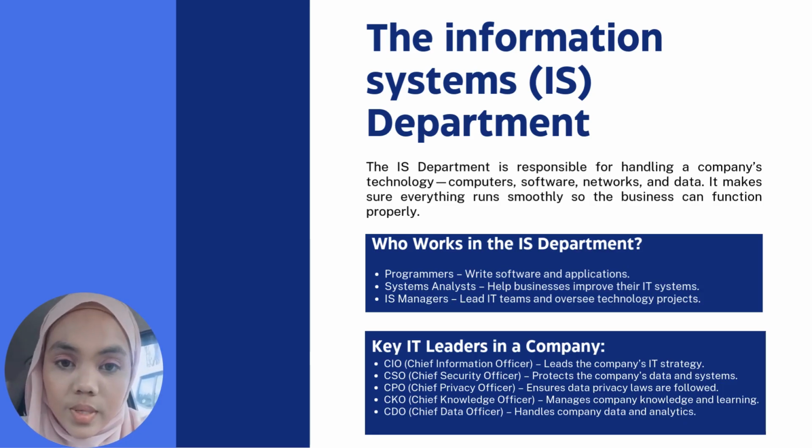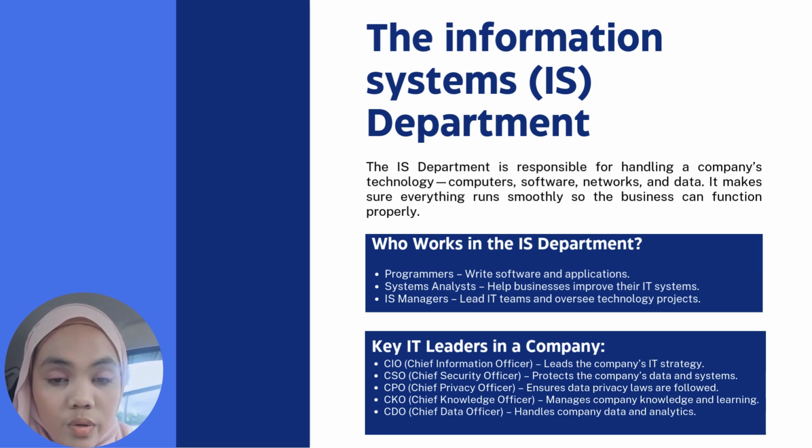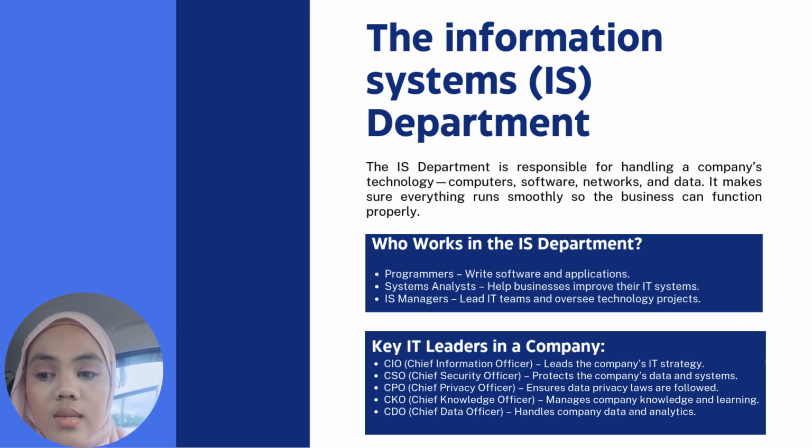The Information System Department. The Information Systems Department is responsible for handling a company's technology, such as computers, software, networks, and data. It makes sure everything runs smoothly so the business can function properly. Who works in the information system department? Programmers, system analysts, and information system managers. Programmers write software and applications. System analysts help the business improve its information technology systems. And information system managers lead information technology teams and oversee technology projects.